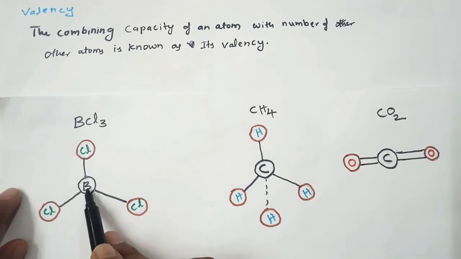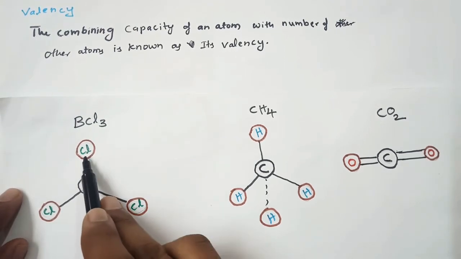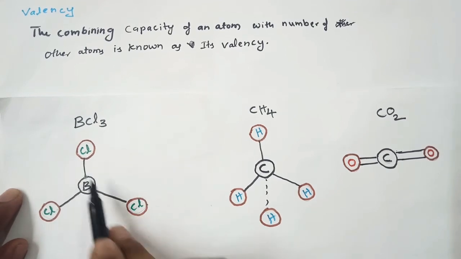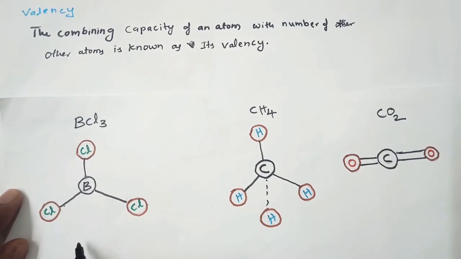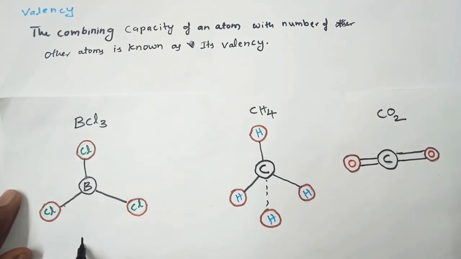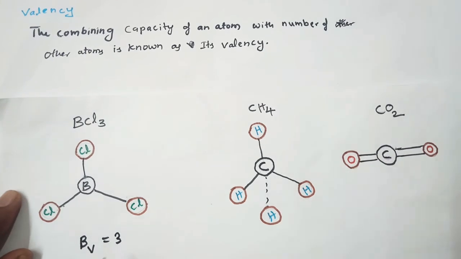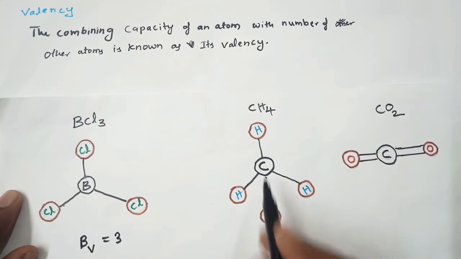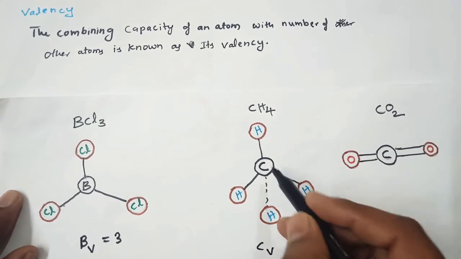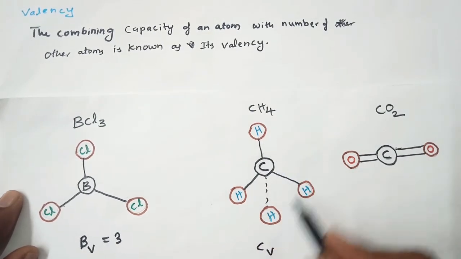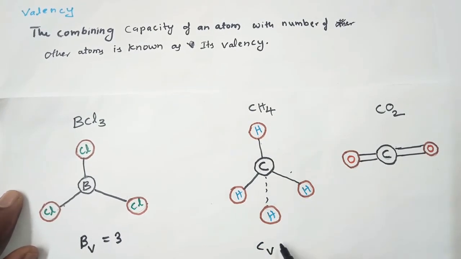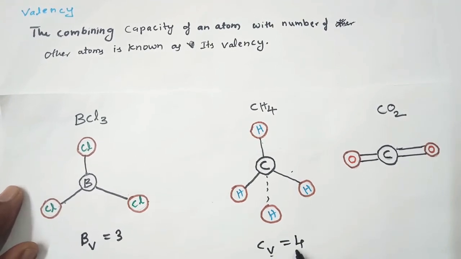In this BCl3 molecule, boron can form 3 bonds with 3 chlorine atoms and all are single bonds. So the valency of boron is 3. This is also equal to the number of chlorine atoms. And in this molecule, carbon valency is equal to how many atoms it can combine? 4. 1, 2, 3, 4. So valency of carbon, V stands for valency, is equal to 4.